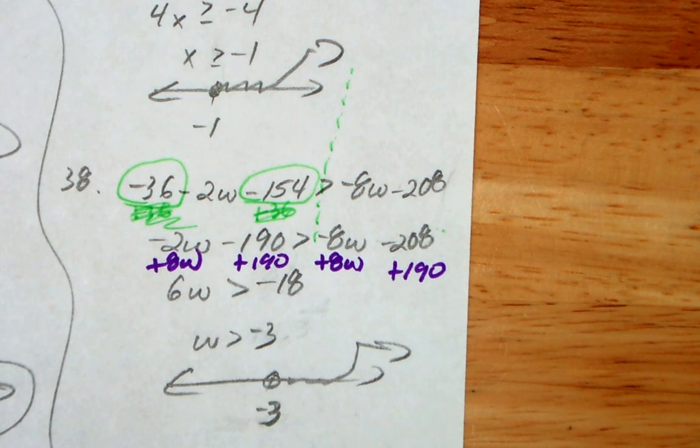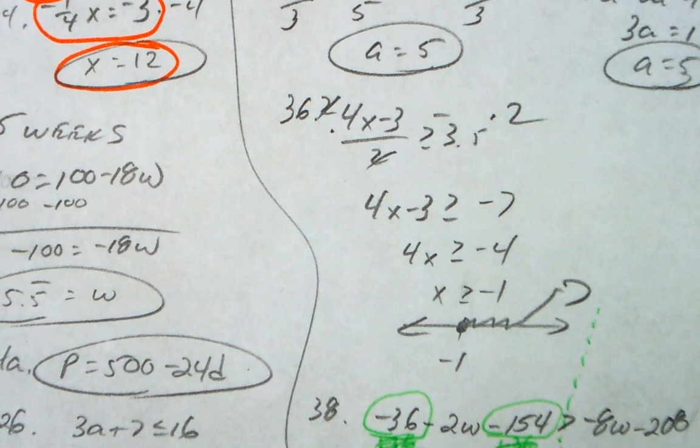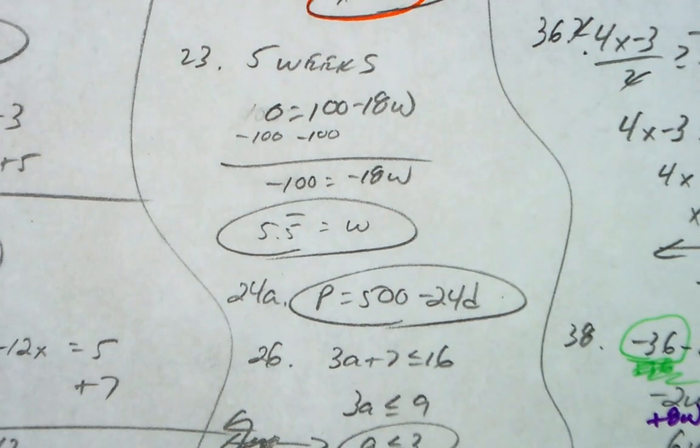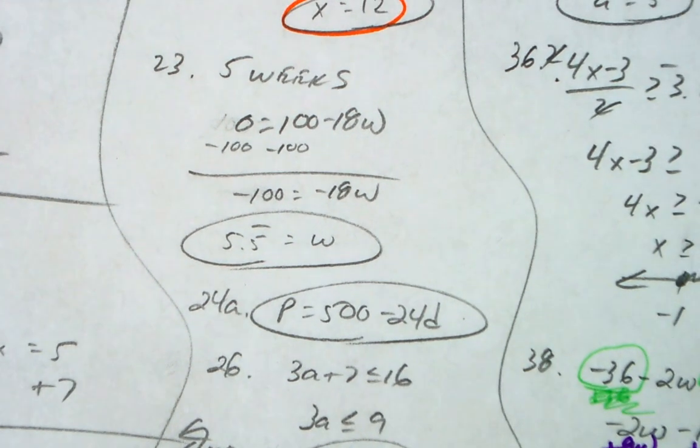Okay. What else? 23. So this is the, I forget what this one is all about. I forget what the problem was about. $100. And his lunch was $18 a week?